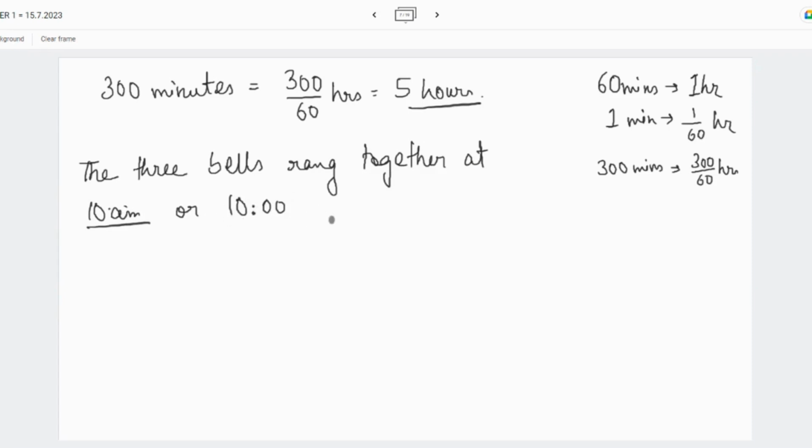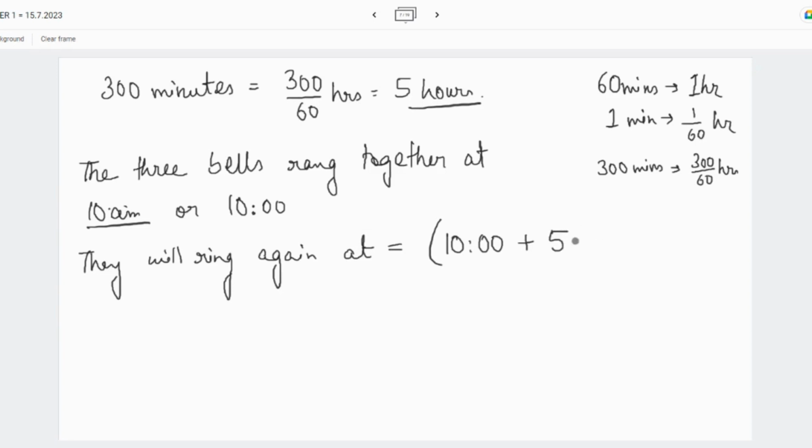The 3 bells rang together at which time? 10 a.m., or by military time, 1000 hours. Okay, they will ring again at 10 a.m. plus 5 hours. So you can simply count by your hand, or you can add them.